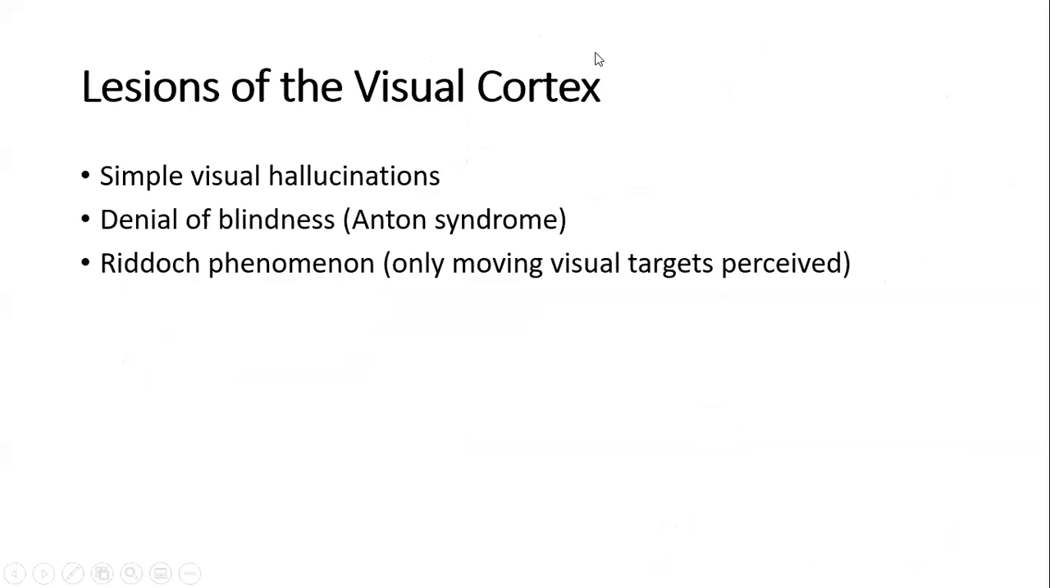Apart from this, visual cortical lesions also cause simple visual hallucinations like flashes and halos, whereas complex visual hallucinations are seen in a temporal lobe lesion. They can also have Anton syndrome, that is, there is denial of blindness, and there is something called the Riddoch phenomenon, where stationary objects are not perceived in the defective visual field, whereas moving objects are perceived within that defective visual field. So this would be Riddoch phenomenon. Okay, any doubts with this?